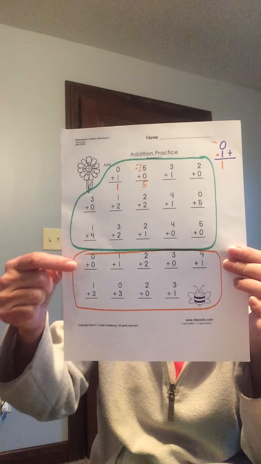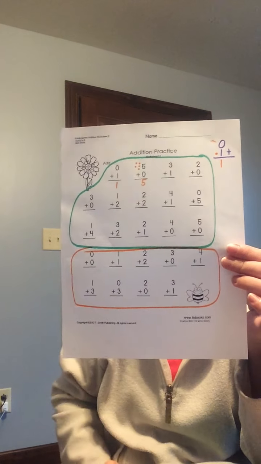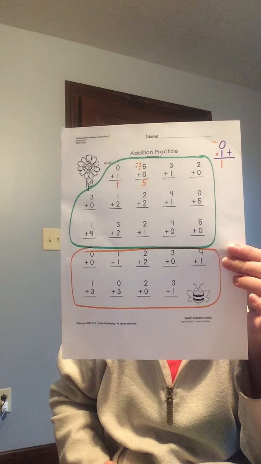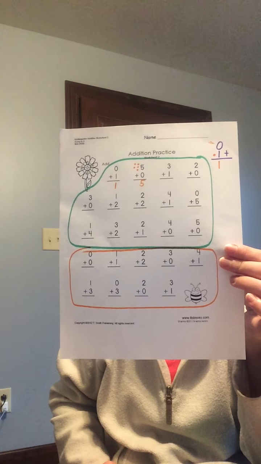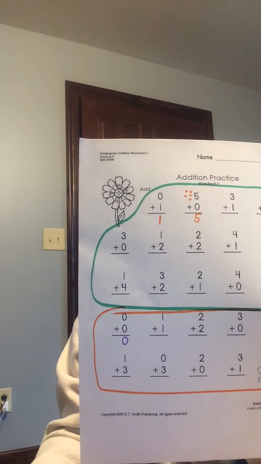So let's look at this first one together. 0 plus 0 equals, if you have 0 and you add 0 more, how many do you still have? 0. That's a trick question, isn't it? They tried to trick you. So when you write your 0, remember to write it in line. Make sure you've got it in a line there, right under those other zeros.